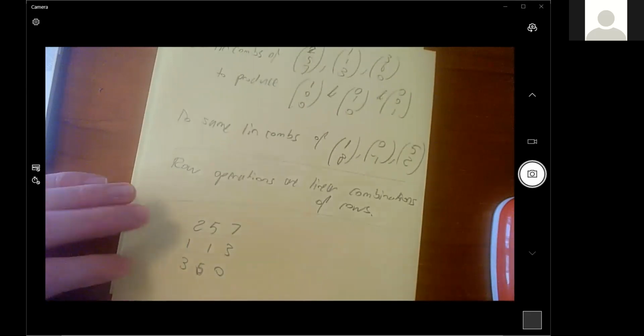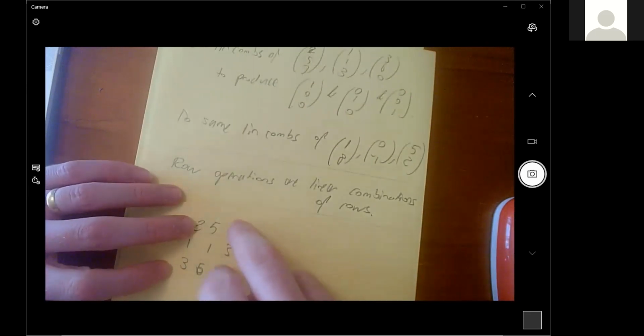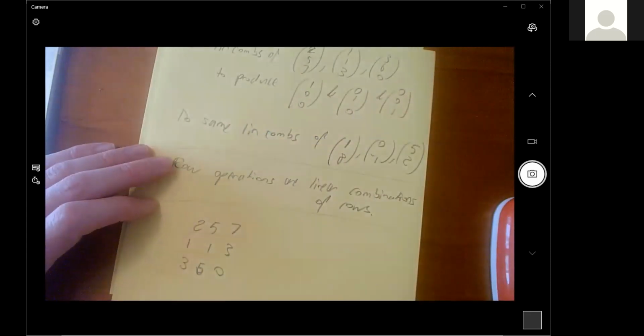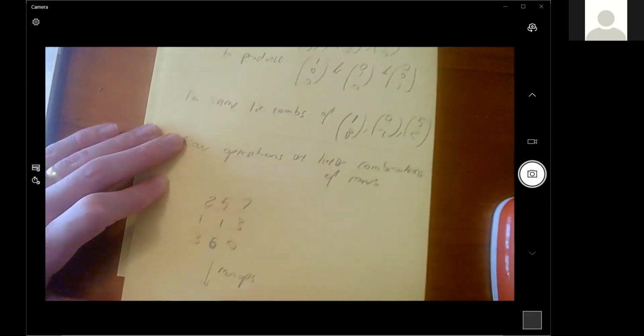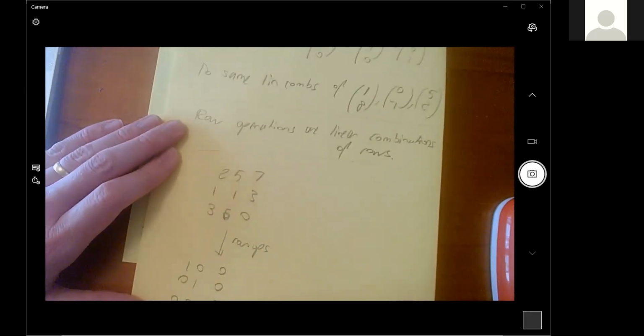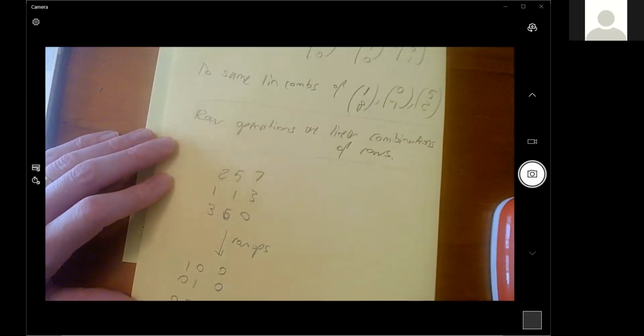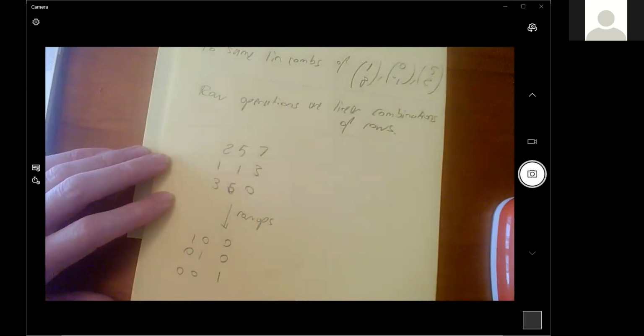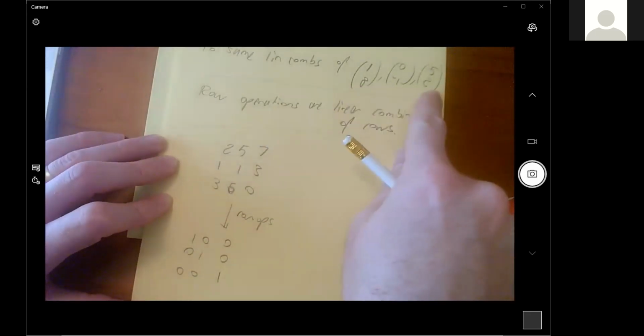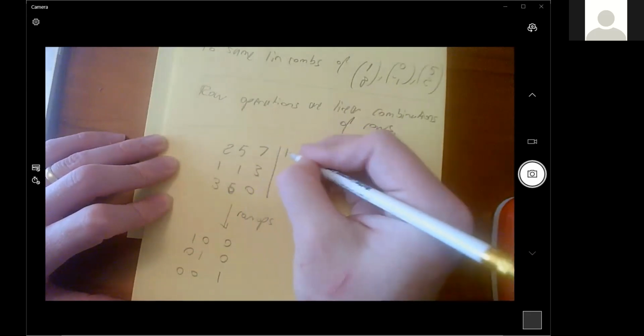Finding linear combinations that get from these to these is the same as doing row operations that get to here. Like that. That's doing linear combinations. And if I want to do the exact same linear combinations on these vectors, that's okay. I'll just chuck them here.